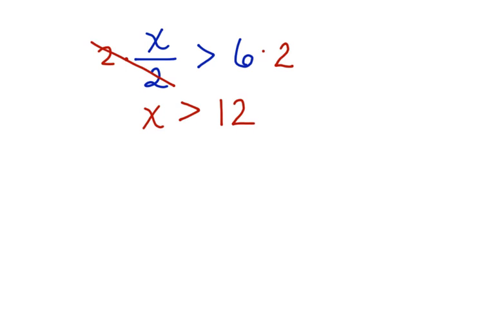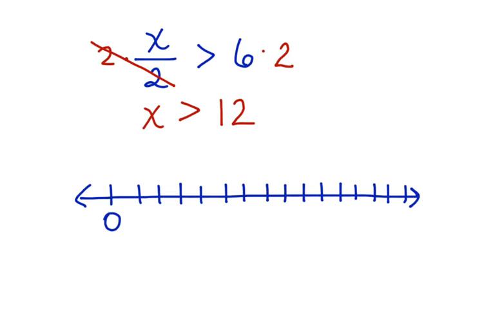Now let's graph the solution. First, notice that x is greater than 12. It does not include 12. So the first thing we're going to do is put an open circle at positive 12. Now all of the values that work for x are greater than 12, so I'm going to draw my arrow this way. And now I've solved this inequality.